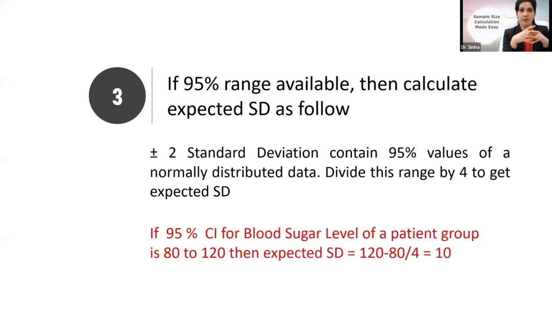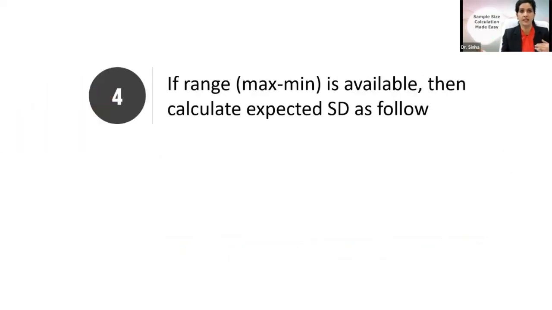For example, if the 95% confidence interval for the blood sugar level of a patient is 80 to 120, then the standard deviation would be 120 minus 80, divided by 4. So you deduct the lowest from the highest, that is your range, and then you divide that by 4, because we know that plus minus 2 standard deviations contain 95% of values. If the maximum and minimum are available, then we know that 6 standard deviations, plus minus 3 standard deviations, contain 99.9% of the values.